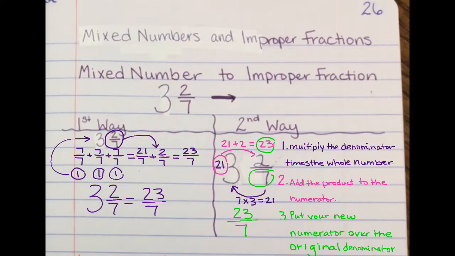So those are the two ways to change a mixed number to an improper fraction. So we changed 3 2/7 to 23/7.